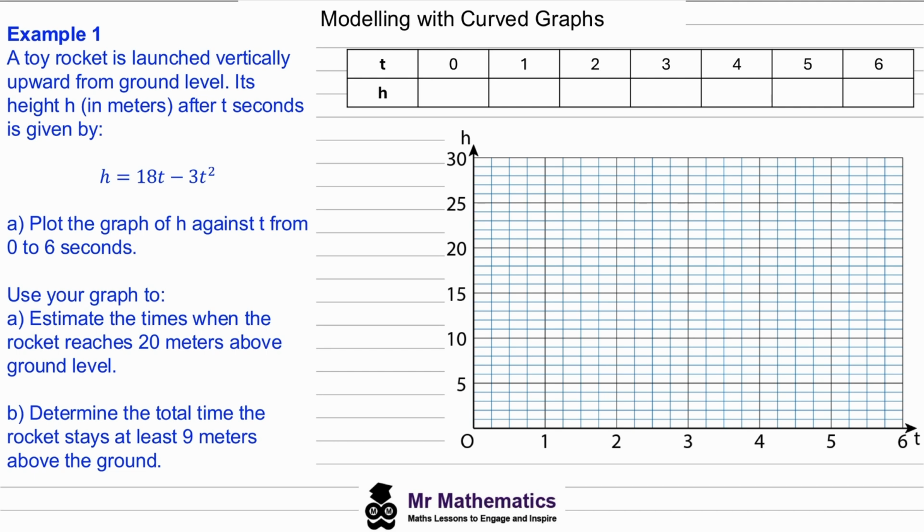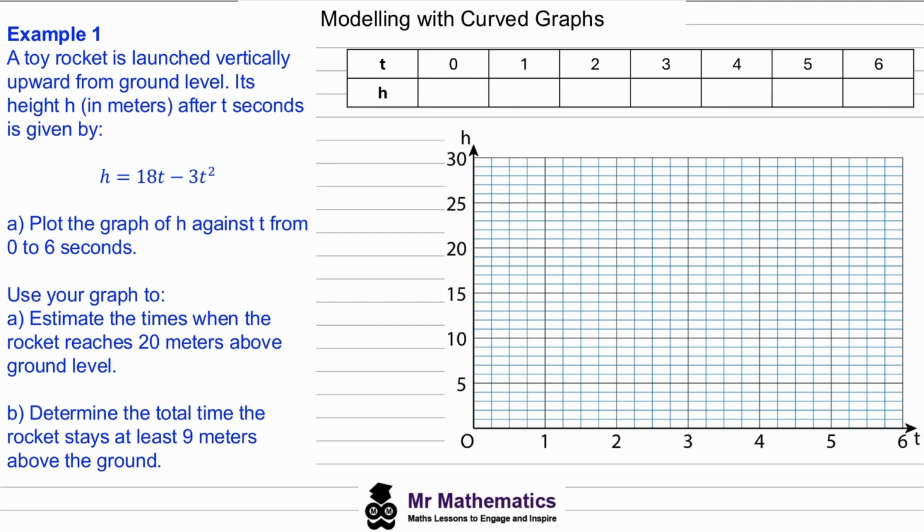So for our first example, we're told that a toy rocket is launched vertically upwards from ground level, and its height in meters after t seconds is given by this quadratic equation. For part A, we need to plot the graph of height against time from 0 to 6 seconds.